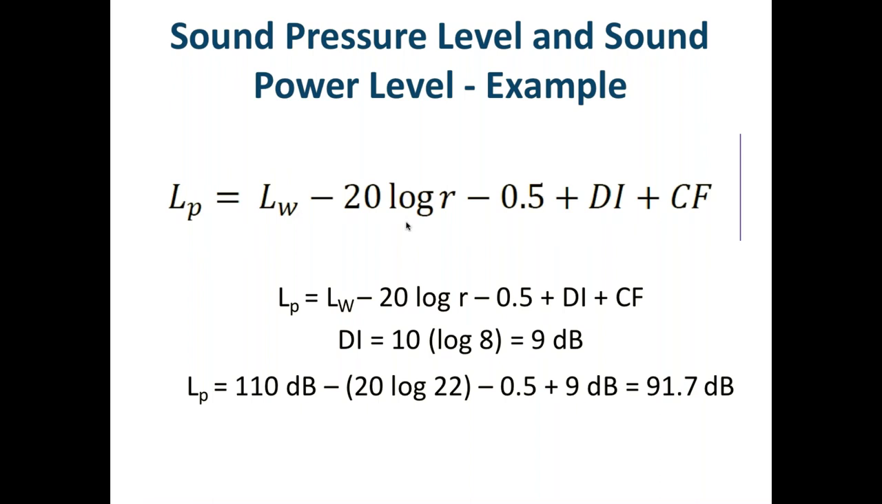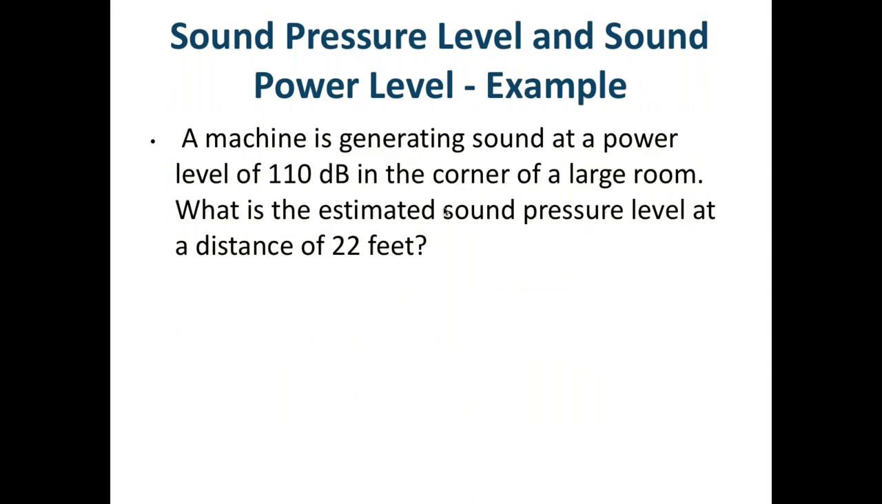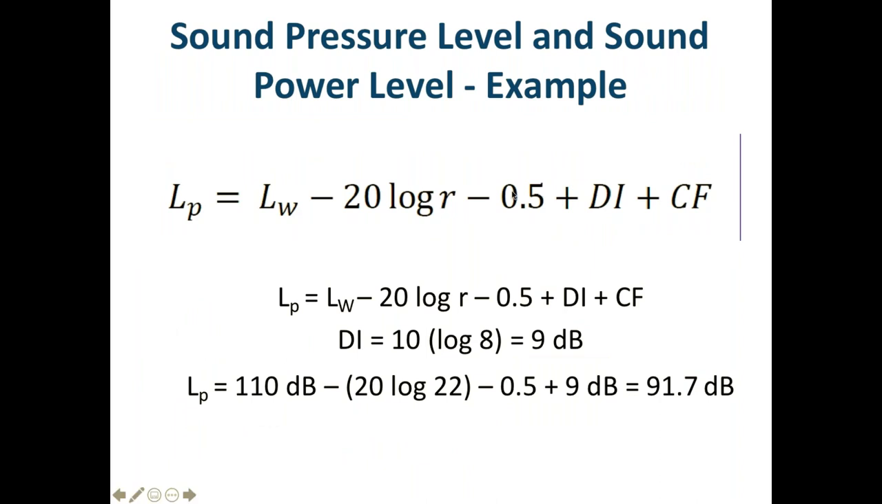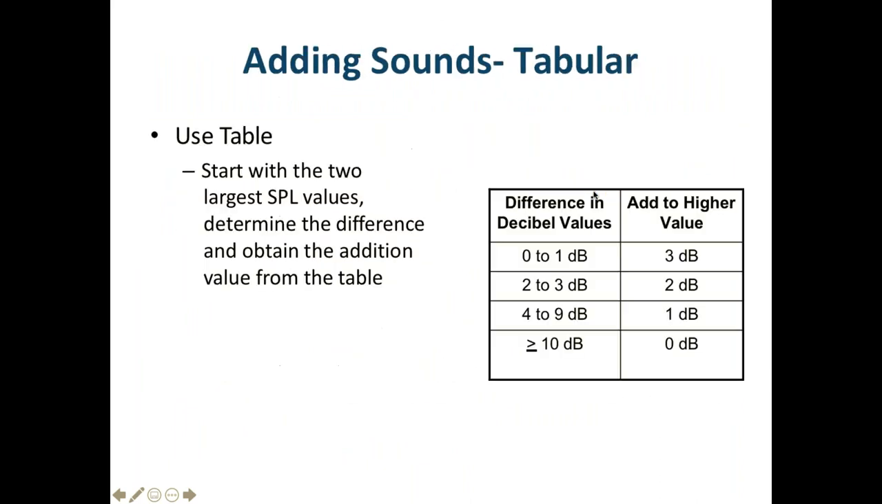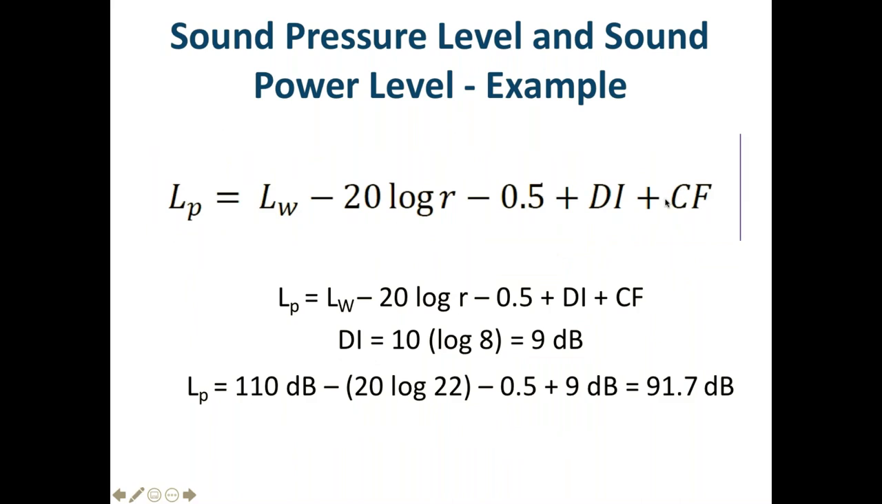Sound pressure level is equal to the amount of power that's being generated, LW, minus 20 times the log of the distance from the source, the radius, minus 0.5 plus our correction factor, our directivity index. Okay, and we're going to forget about our correction factor for temperature and pressure. Okay, so let's see what we have.